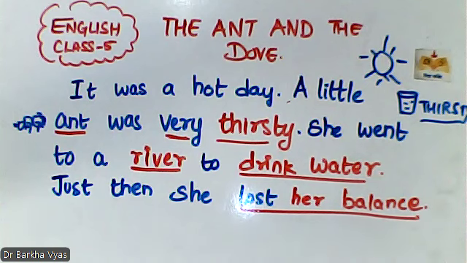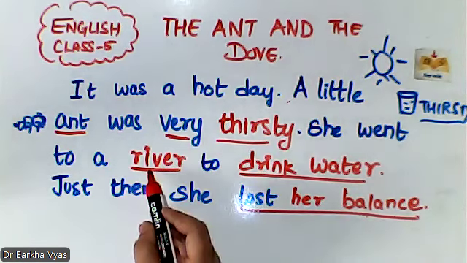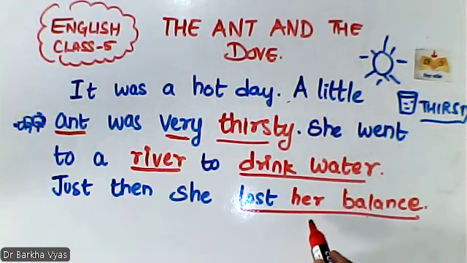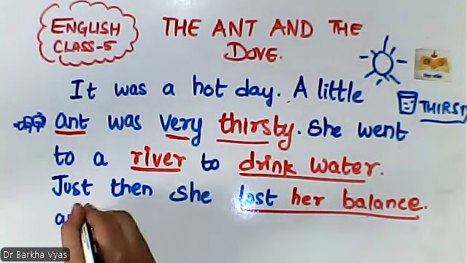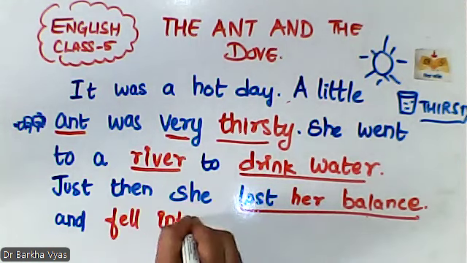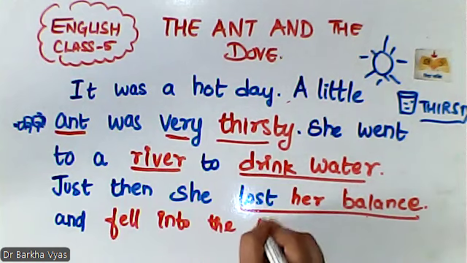ठीक है बच्चों, यानी कि जब आप खड़े होते हैं, when you stand properly it is because you are having balance. But when you fall, why do you fall? क्यों नीचे गिरते हैं? जब आपका संतुलन यानी कि balance चला जाता है, when your balance is lost. So what happened? She went to the river to drink water, and just then she lost her balance. And then what happened? She fell into the water.